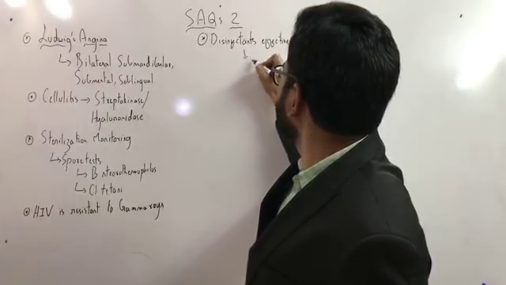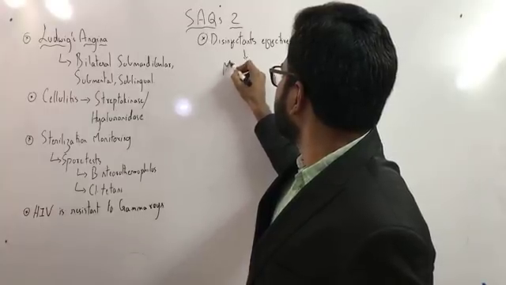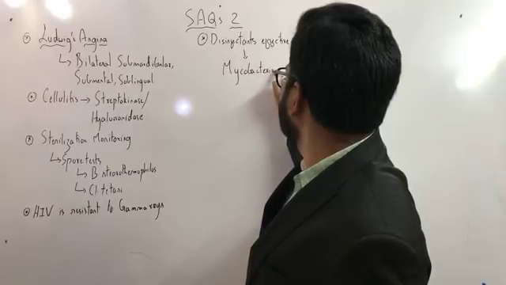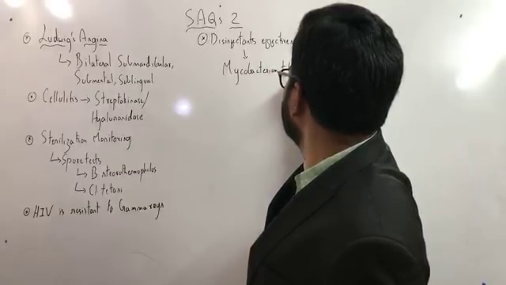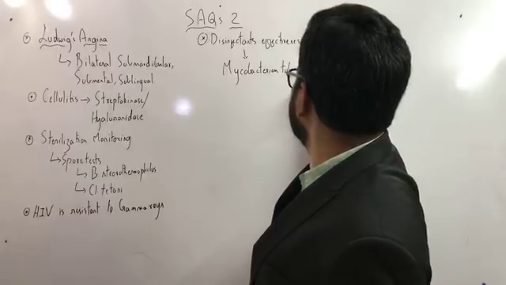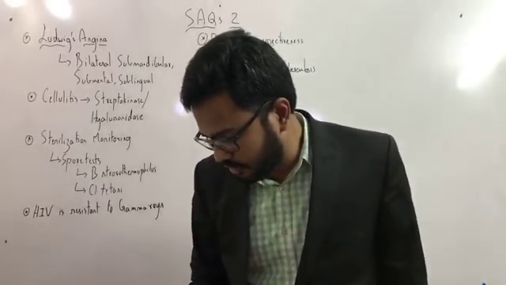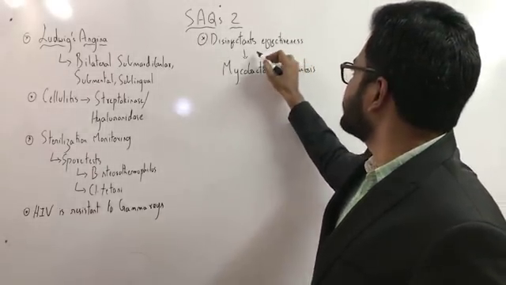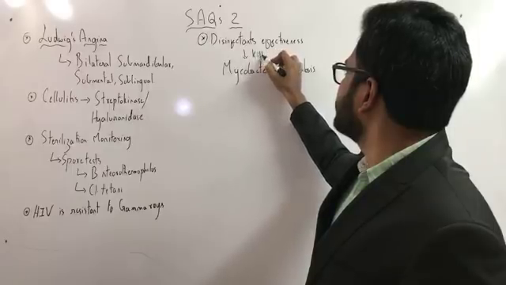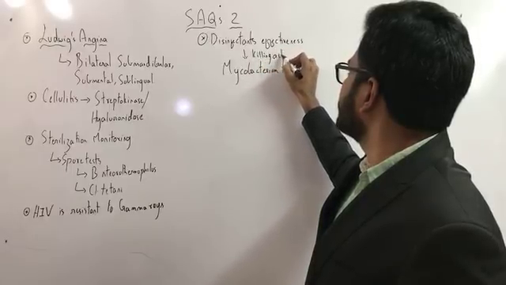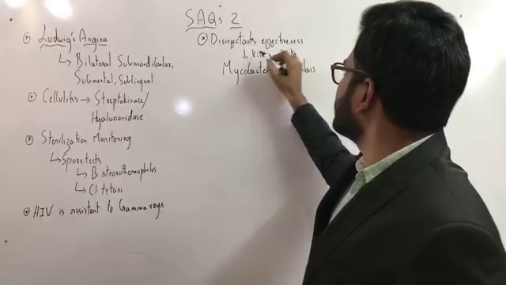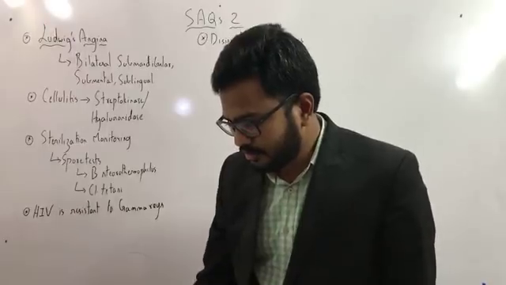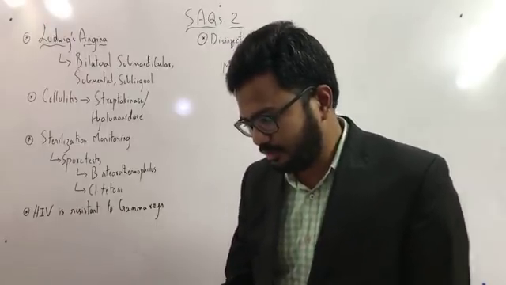Based on the killing action against Mycobacterium tuberculosis. Disinfectant effectiveness can be determined by its killing activity against Mycobacterium tuberculosis. Spirochetes, Bacillus, no. Okay, well tried.